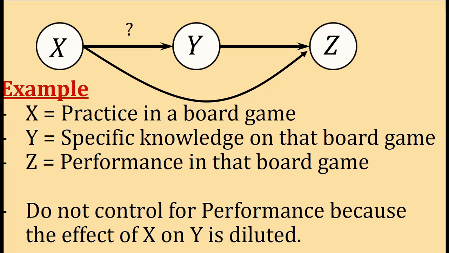You go to another group which has the same performance level, it's a bit lower. Well, they tend to have the same level of practice and same level of knowledge. So there is no relationship. So when you control for Z, you dilute the relationship between X and Y. If you have a wide range of values of Z, Y, and X, then you will find that people who practice more tend to have more knowledge in that game.